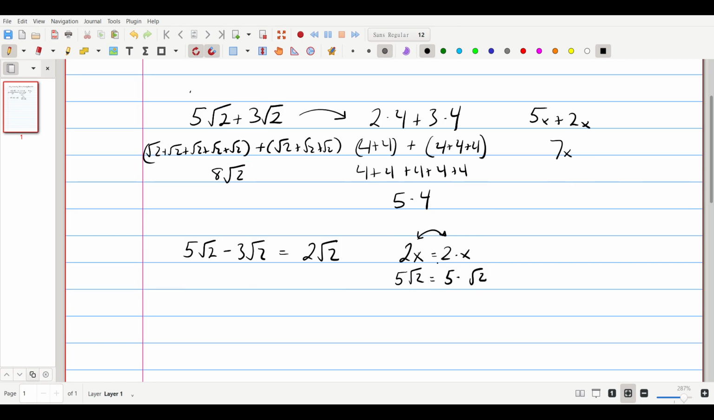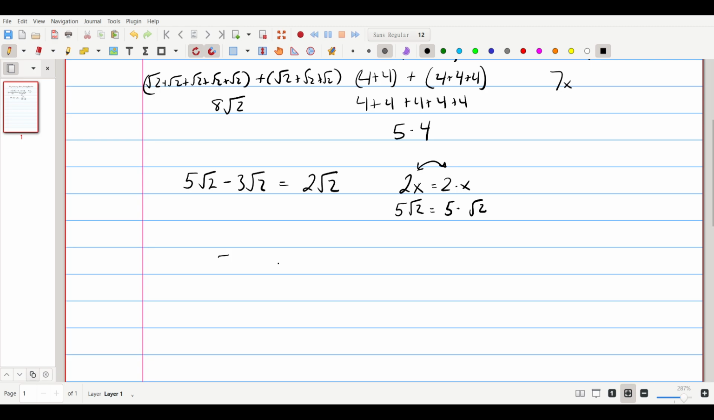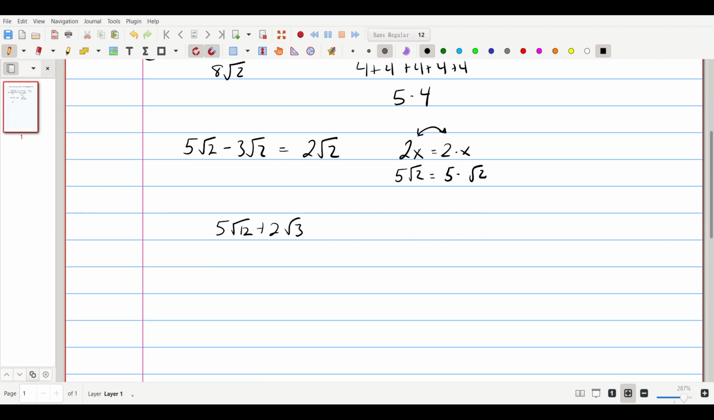Okay, so what's a special case of this? Well, what if we have something like 5 root 12 plus 2 root 3? These radicals aren't the same, so we can't necessarily add them. But maybe there's a way that we can make them look the same. How would we do that? Well, 3 is a prime number, so it's already in simplest form.